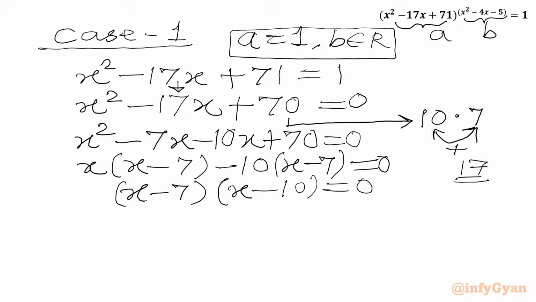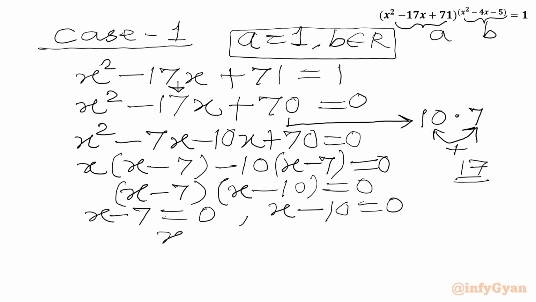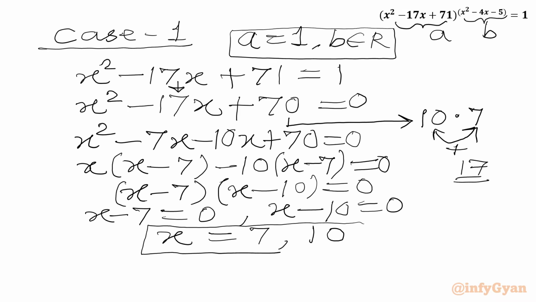Now we will apply the product 0 rule. So we can write either x minus 7 equal to 0 or x minus 10 equal to 0. From the first equation we are going to get x equal to 7 and from the second equation we are going to get 10. Now we have to cross-examine the power value at these points. So I am going to calculate B7 and B10. It should be a real value.